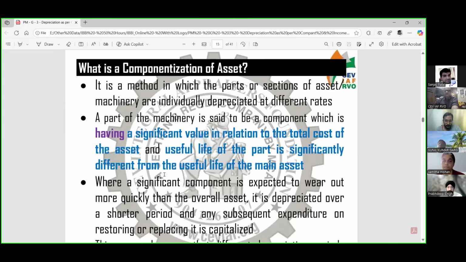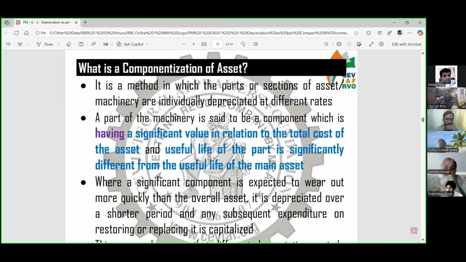Componentization. What do you mean by componentization? Anyone? कोई नहीं. So different parts of the machinery, which is used with which we calculate the depreciation. Yes. Okay, same line.